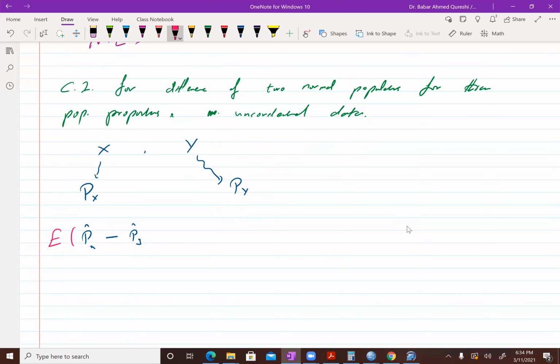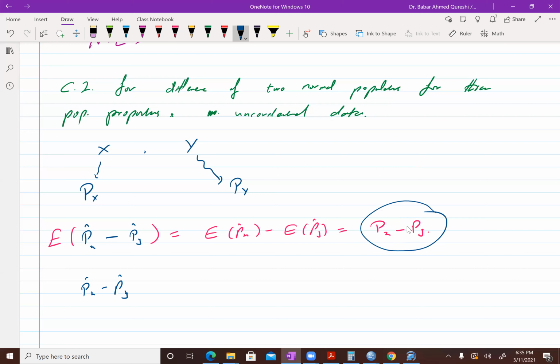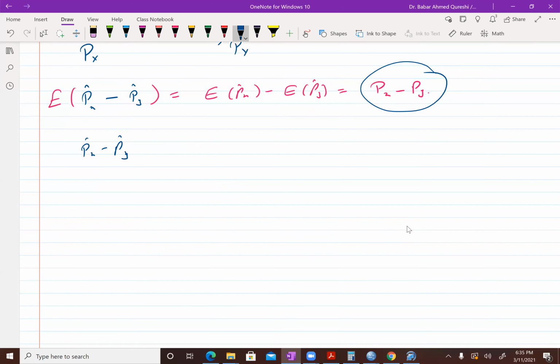I know that this expectation value will just be equal to the difference of the two sample means. That means this guy, the difference of the sample proportions is going to be a normal variable whose mean is going to be equal to the population mean. And I can construct the exact variable if I also know the variance.